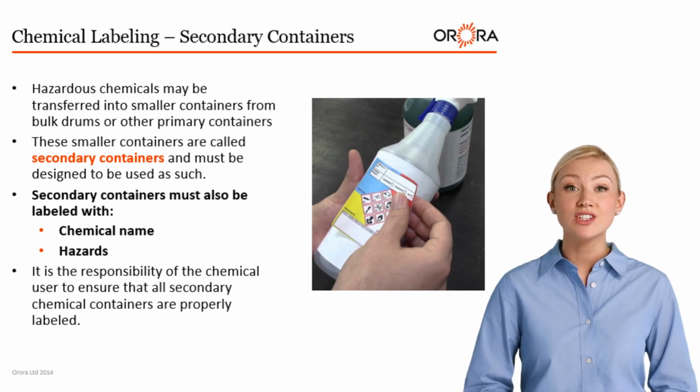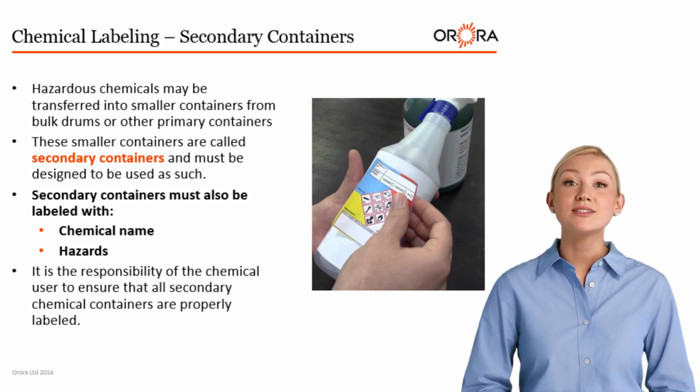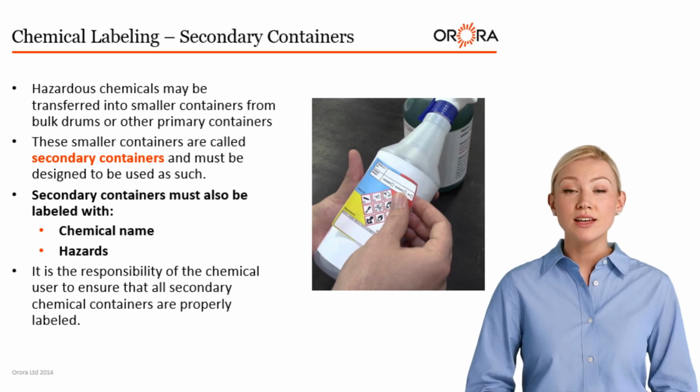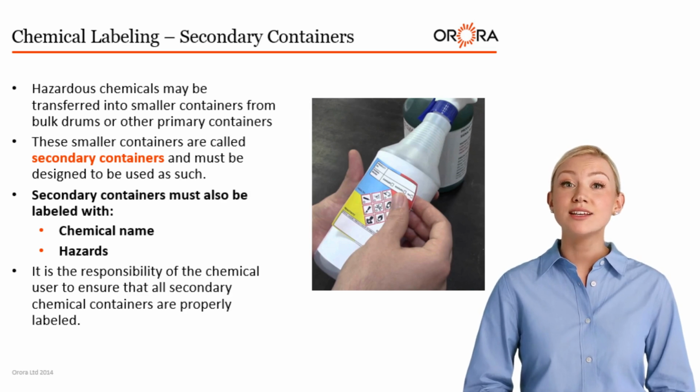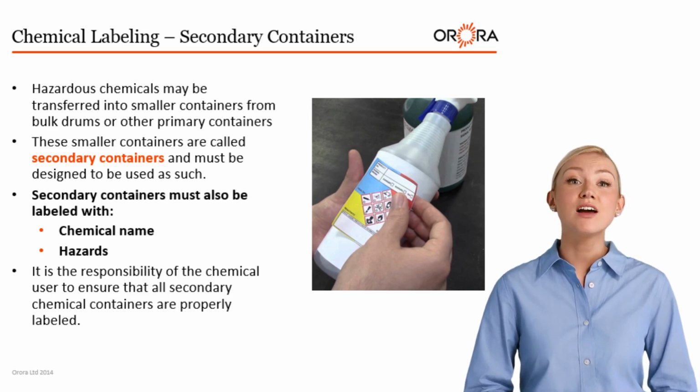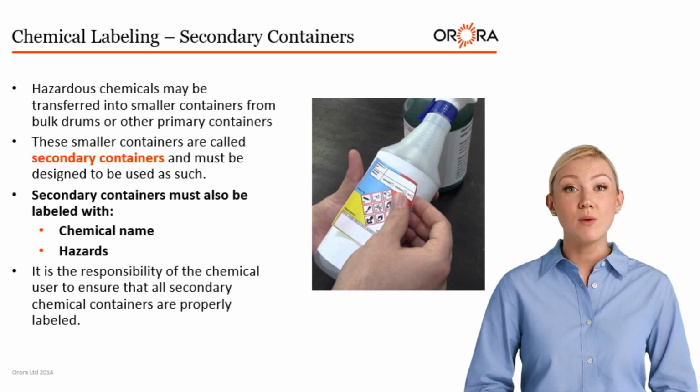Chemical labeling, secondary containers. Hazardous chemicals may be transferred into smaller containers from bulk drums or other primary containers. These smaller containers are called secondary containers and must be designed to be used as such. Secondary containers must also be labeled with chemical name and hazards. It is the responsibility of the chemical user to ensure that all secondary chemical containers are properly labeled.